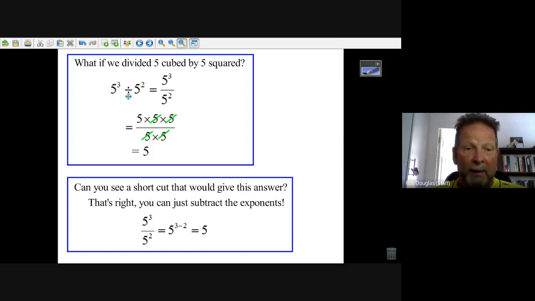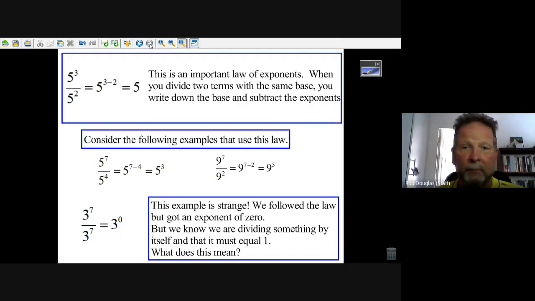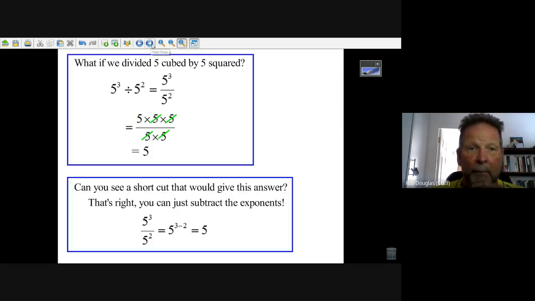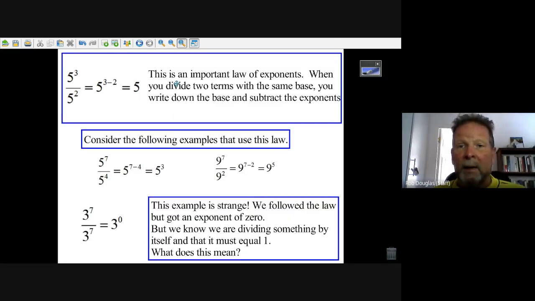When you divide two things with the same base, all you do is subtract their exponents. 5 minus 2 equals 1, which is 5 to the 1. That's a really important law of exponents. So when you divide two terms with the same base, you write down the base and you subtract those two numbers. And that's how you get the answer.